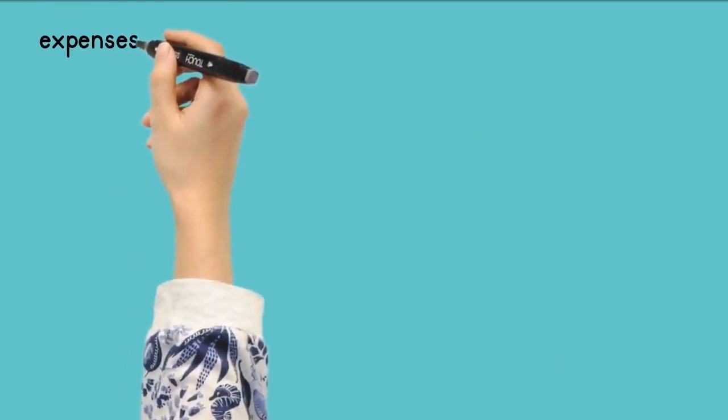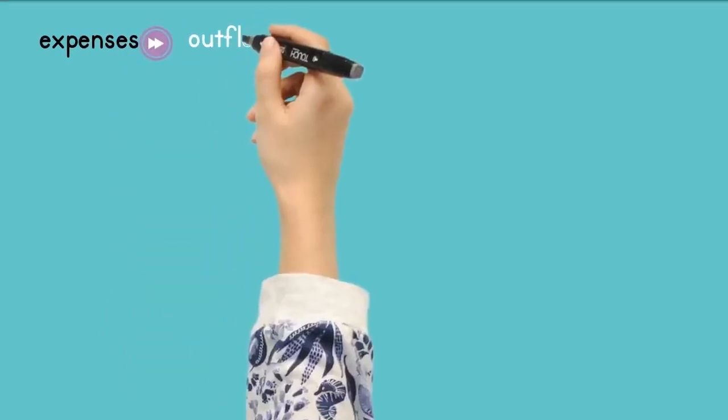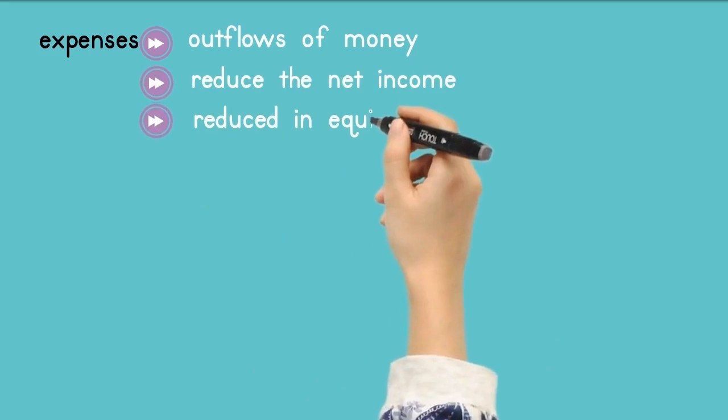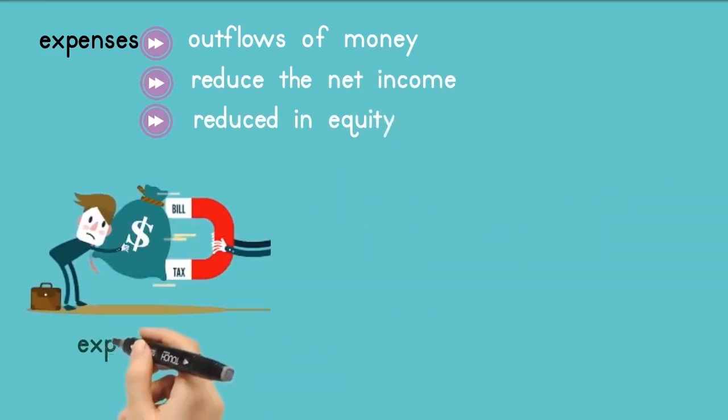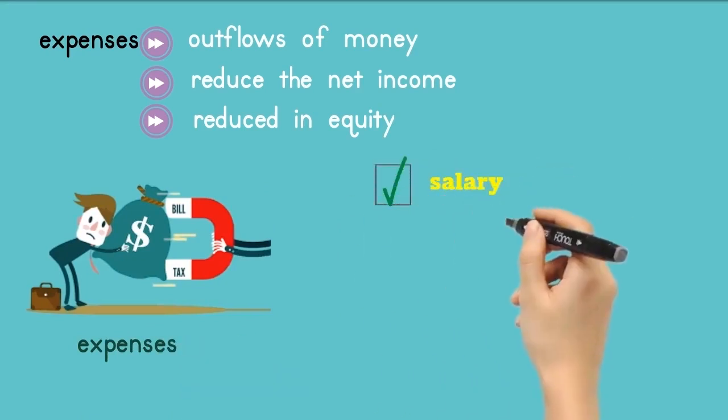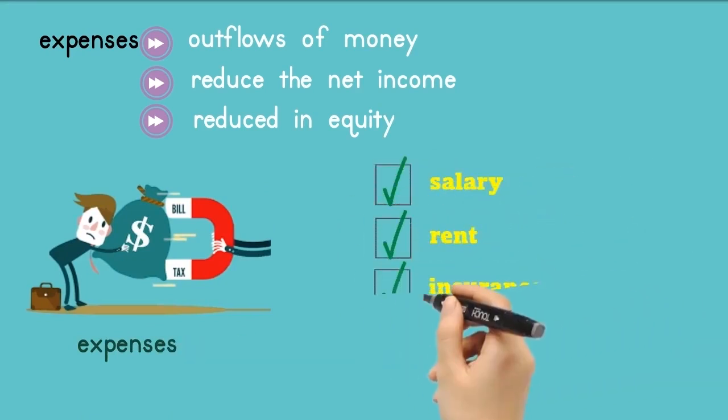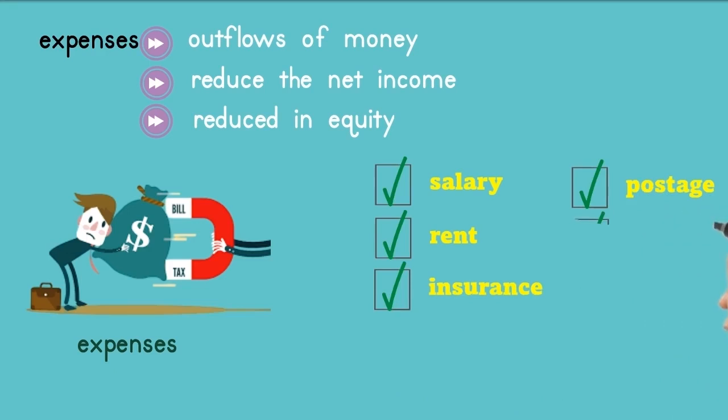Let's look at expenses. An expense involves the outflows of money, the use of other assets, or the incurring of a liability. These expenses reduce the net income. All these expenses are deducted from the capital account, which is reduced in equity as they reduce the income. In its normal course of operations, expenses include payment of salary, rent, insurance premium, postage, wages, repairs, etc. Payment of these expenses reduces the cash.